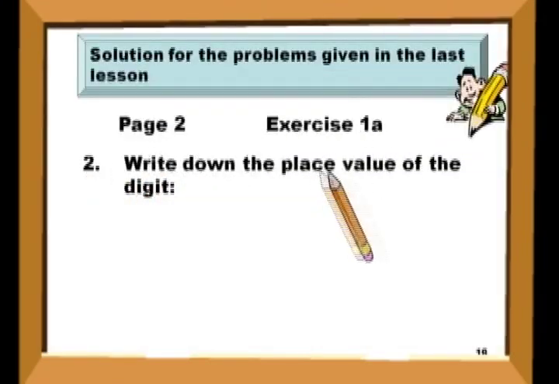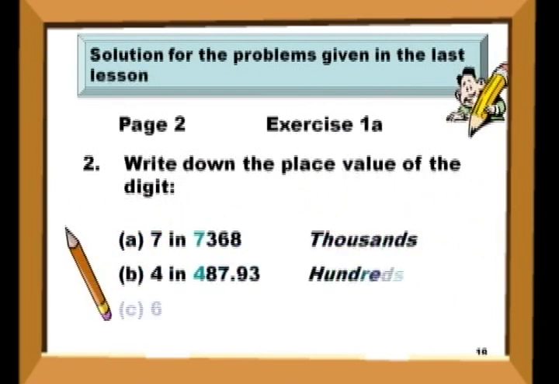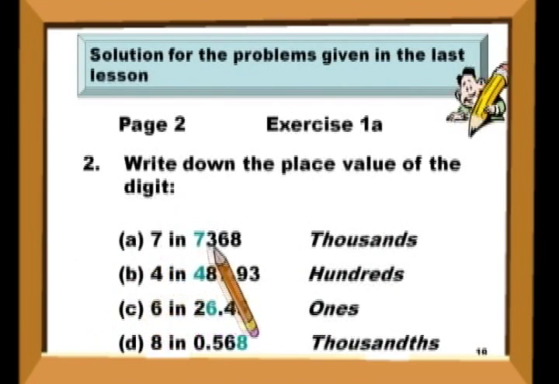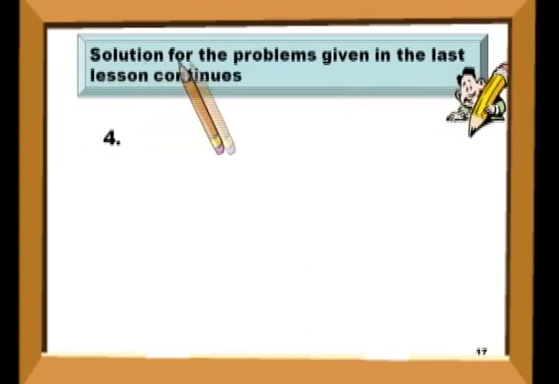Now, we want to give you the solutions for the problems given in the last lesson. Remember, they were taken from page 2, and it was exercise 1A. Question 2 said, write down the place value of the digit 7 in 7,368, and the place value is thousands. In B, 4 in 487.93, and the place value of the 4 is hundreds. C, 6 in 26.45, and the 6 is the ones. And D, 8 in 0.568, and that's thousands.